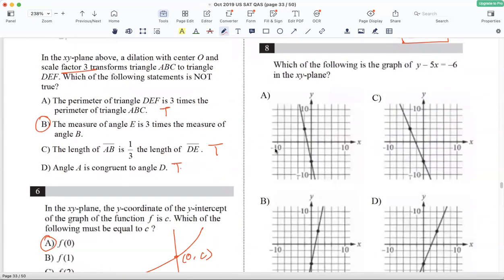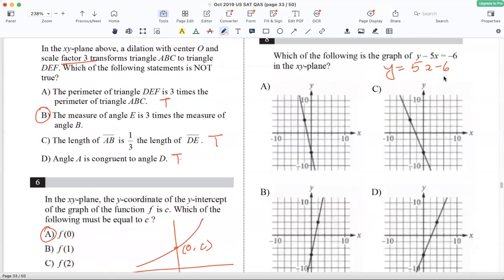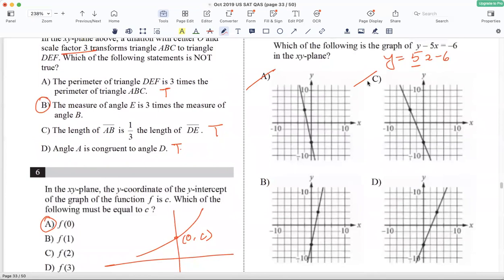Which of the following is a graph of y minus 5x is equal to 6 in the xy plane? So I can write this as y is 5x minus 6. So the slope is positive, so it should be a rising graph, so it can't be A or C. And the y-intercept is -6, so -2, -4, -6. Yeah, so both of them have a y-intercept of -6.